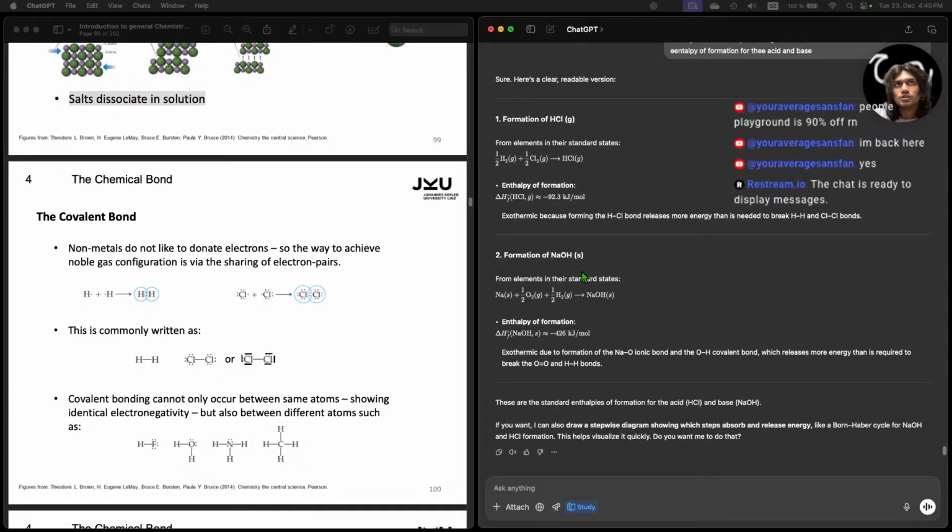Formation of NaOH. Exothermic due to the formation of NaO ionic bond and OH covalent bond. Half of oxygen plus... which releases more energy than is required to break... Okay.